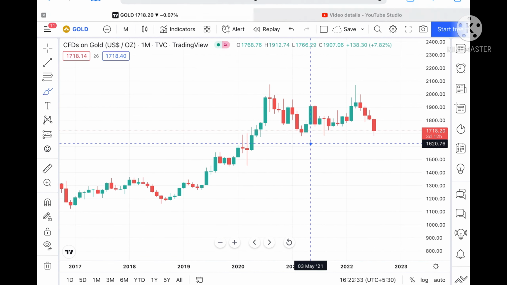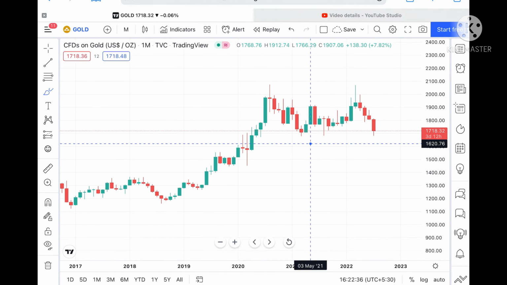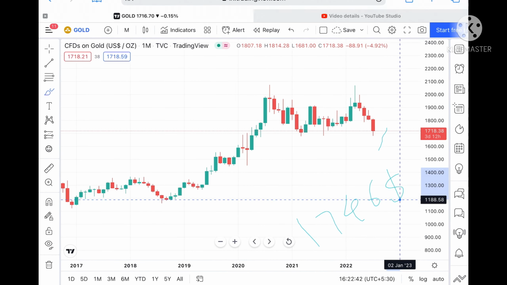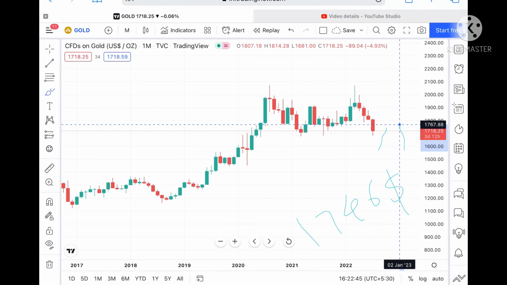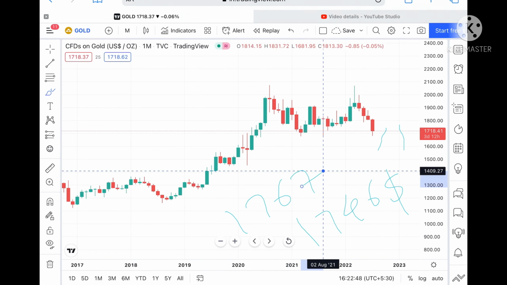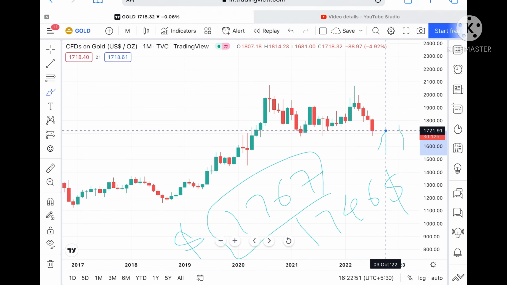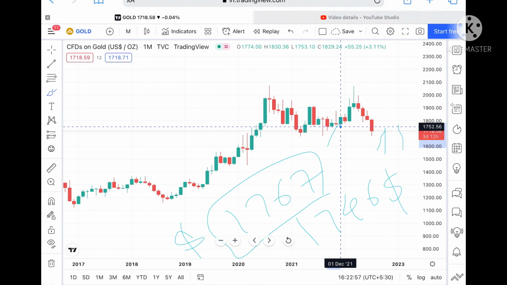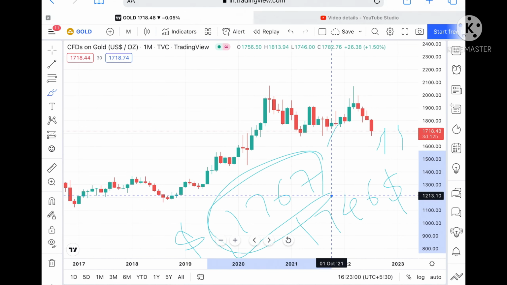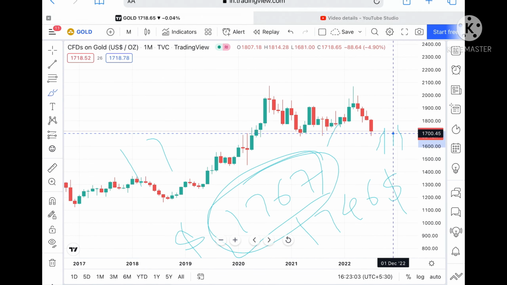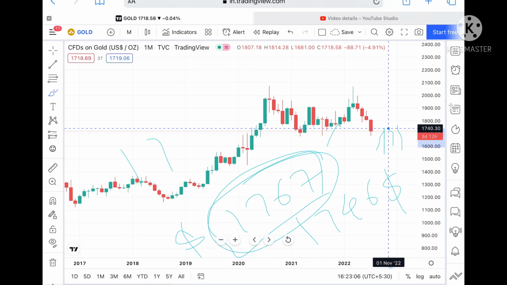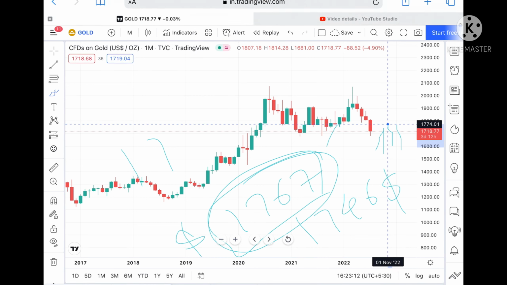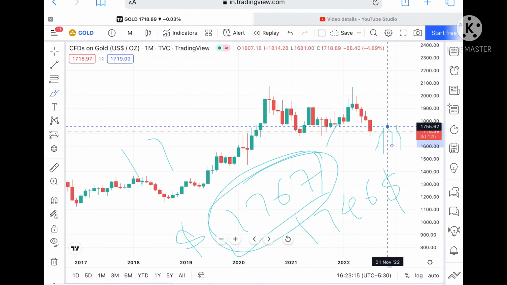Suppose this particular level sustains, then we can see it can touch a level of $1746. If the price goes above that level, then it can touch a level of $1767. Once the price sustains above that level, it can go further upside towards a level of 1752. Again I repeat, sorry, this is the resistance of 1752. If this level sustains, then it can go further upside towards $1746, and if that level is crossed, there is a probability of touching a further high towards a level of 1767.